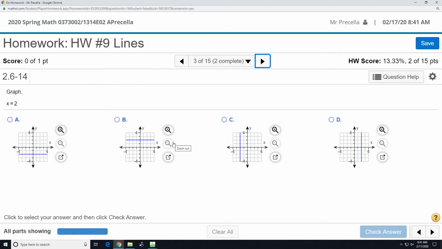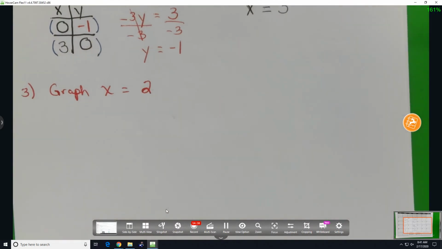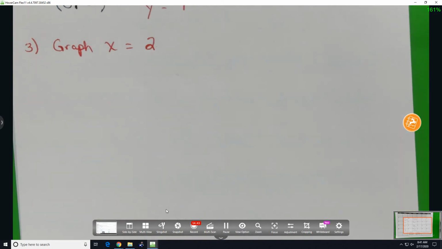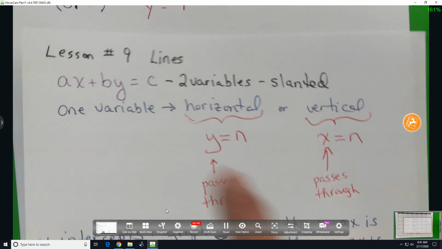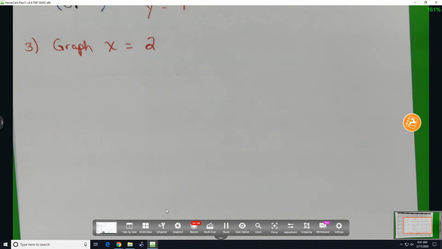Let me write it down. Graph x equals 2. Problem 3. It's not hard to do this, but how the heck do you remember if it's vertical or horizontal? Since there's only one variable, it's either vertical or horizontal, and here's how I suggest you remember it.